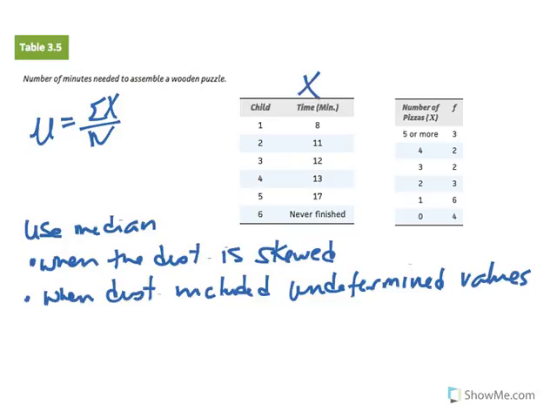Here are their x values. And so child 1 finished in 8 minutes. Child 4 finished in 13 minutes. Child 6 never finished. And therefore, we don't have an x value for that child. And as a result, we're prohibited from summing our x values. We don't know what child 6's x value is. So therefore, we would use the median as opposed to the mean because we don't have all x values to calculate the mathematical center of the distribution.